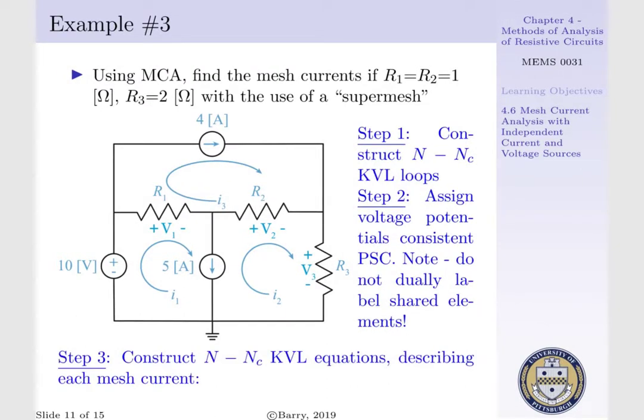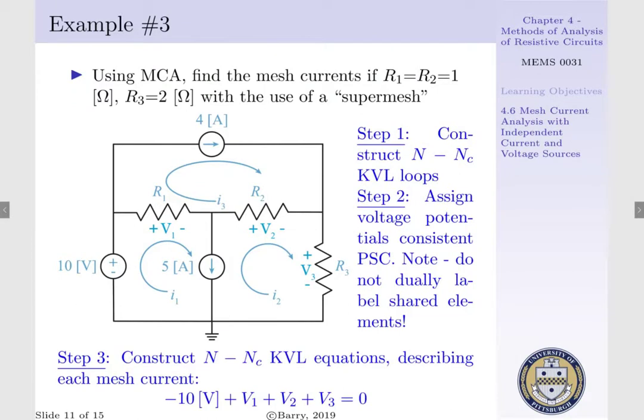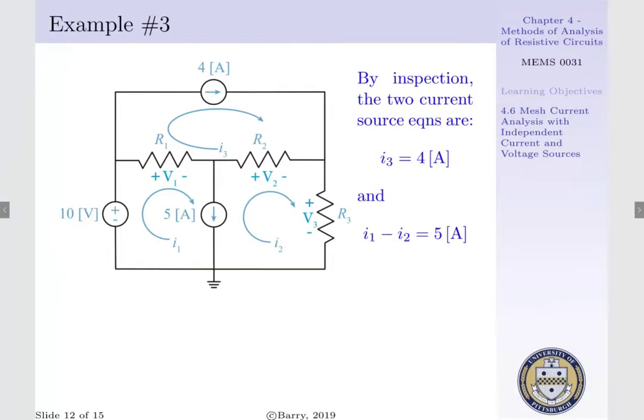Step 3 is to construct n-m-c KVL equations describing each mesh current, and as we previously stated, we will apply this around the KVL loop that creates our super mesh. That is, we'd have minus 10 volts plus V1 plus V2 plus V3 is equal to 0. By inspection, we have our two current source equations as well. I3 is equal to 4 amps, and I1 less I2 is equal to 5 amps.